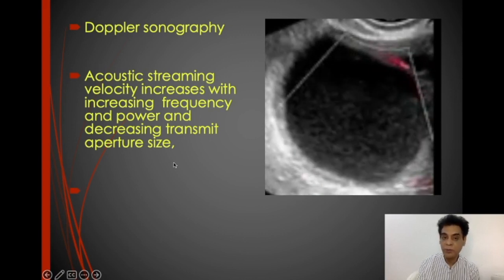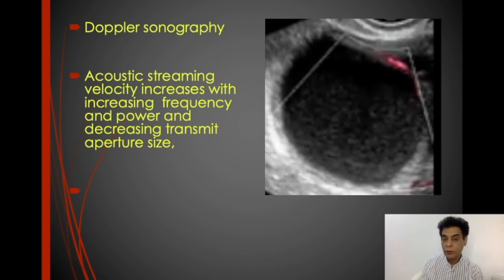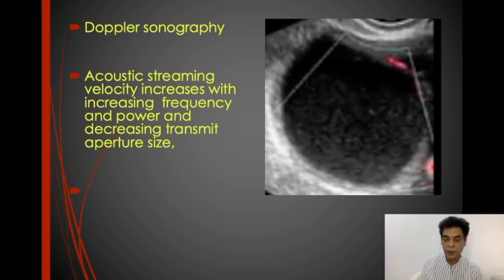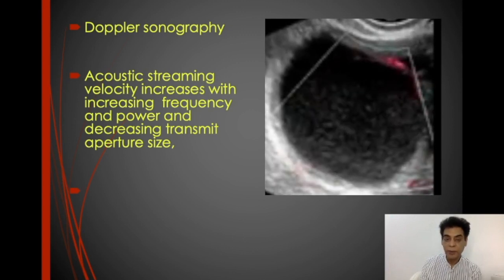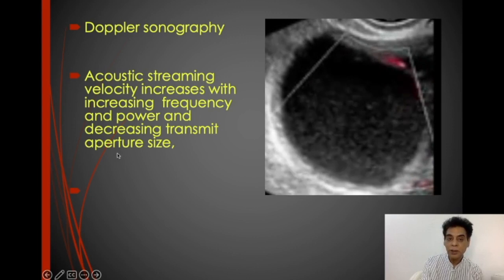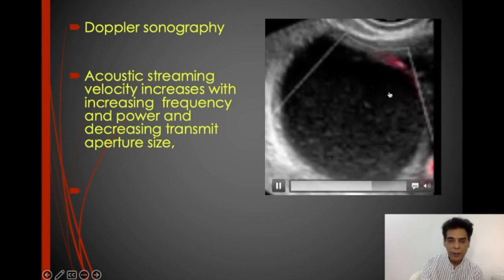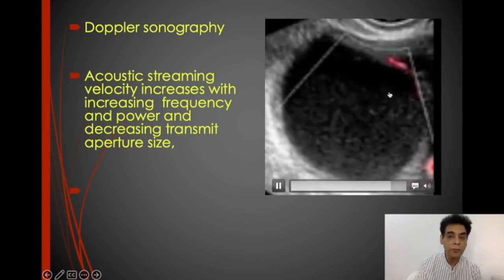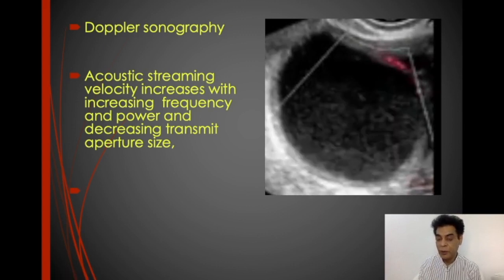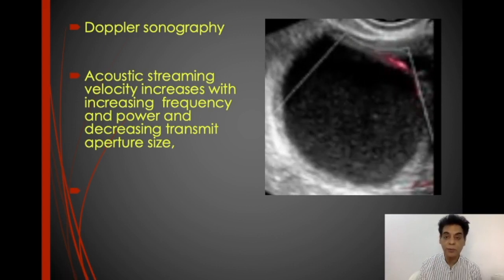What does it mean? It means that whenever you are using color Doppler, in order to see the acoustic streaming better, keep a high frequency, keep a high power. Sometimes power Doppler can help you, and keep the aperture size small. Here you can see the width is more. So in case the width is reduced, you can appreciate this movement better. And in many cases when the movement is not seen, you can see the movement.